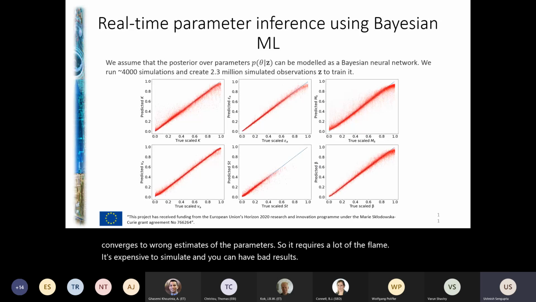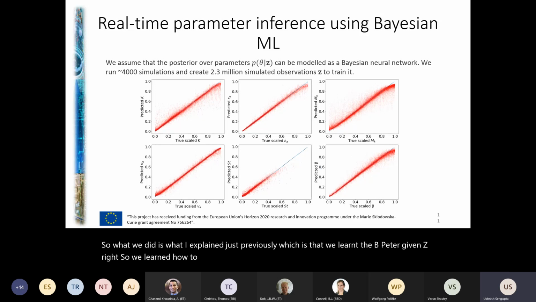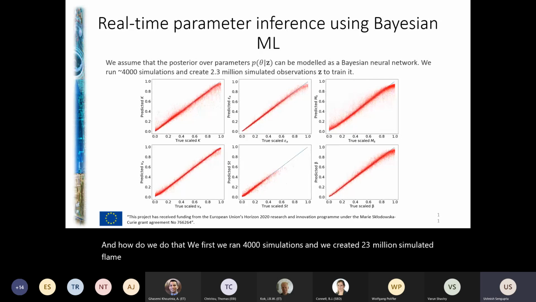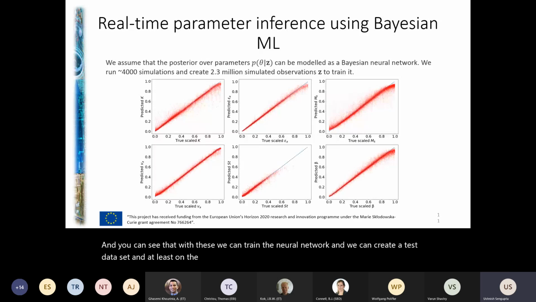So what we did is what I explained just previously, which is that we learned the p(theta given z), right? So we learned how to map the observations to the posterior over the parameters. And how do we do that? We first ran 4,000 simulations, and we created 2.3 million simulated flame observations to train the neural network. And with these we can train the neural network, and we can create a test data set. And at least on the simulated data set, we see that the neural network is predicting the parameters accurately.